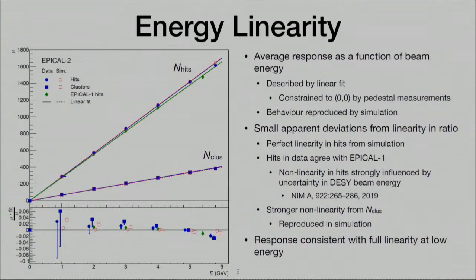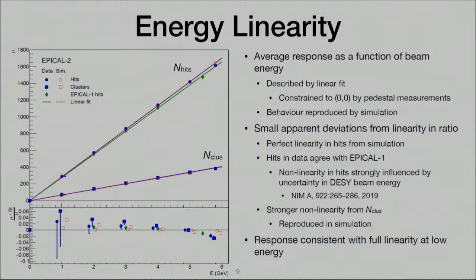Now we fitted this with a linear function, a proportionality with the offset forced to zero, which we know is correct from the pedestal measurements, and that's the deviation from this linear behavior here. And here you see some hints of what we could call a non-linearity. In fact, the simulation of the open points, the simulation for hits, is perfectly linear.